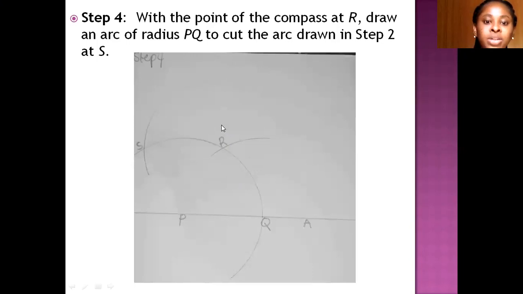Step four, put your compass at R and draw an arc of radius PQ. Don't forget that the first radius was PQ, so don't change the radius. With the compass at R and radius PQ, draw an arc. The intersection where the arc cuts the first arc, we name it X.